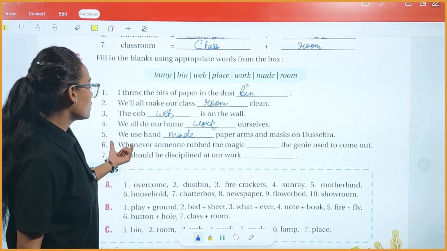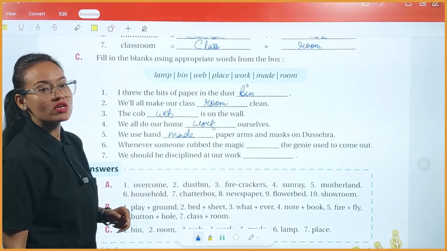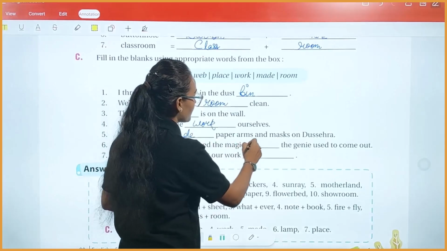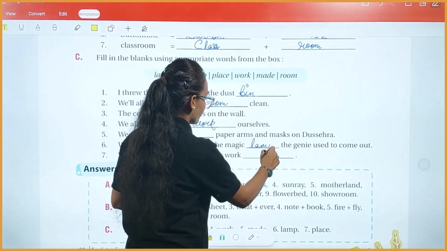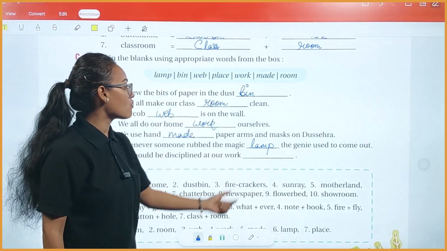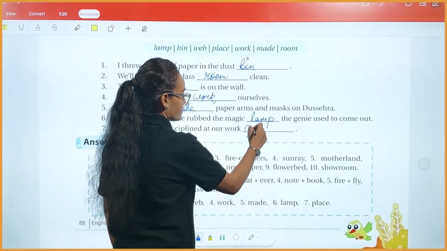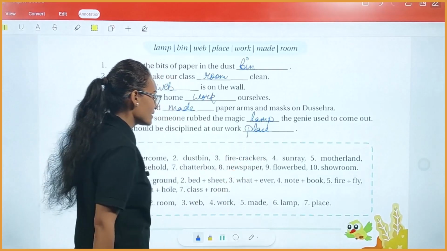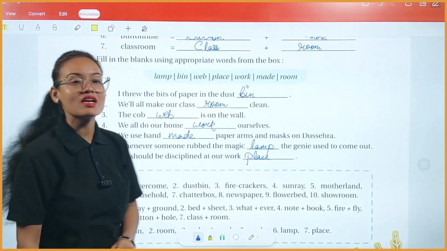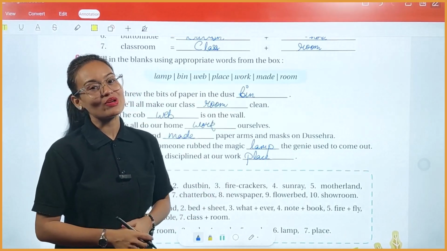Then the sixth one, whenever someone rubbed the magic dash, the genie used to come out. So whenever someone rubbed the magic lamp. Then the last one, we should be disciplined at our work dash. Workplace. So in this way, my dear student, we have completed our chapter number 1 as well as the exercise. Now just go through this chapter and complete all the exercises.